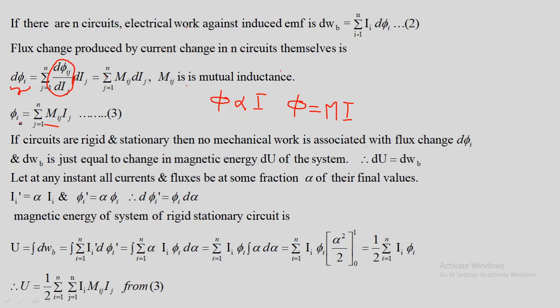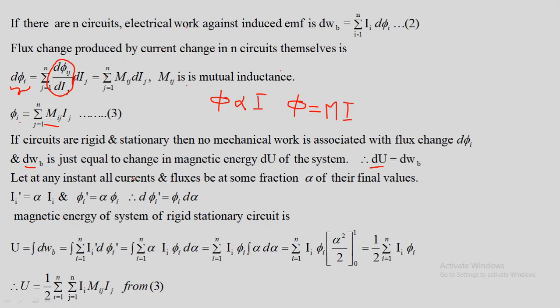So the work done by the battery, dWb, is just equal to the change in magnetic energy of the system. Because no mechanical work is done, we write dWb equal to dU, where dU is the magnetic energy of the system. So this magnetic energy of the system is obtained from the work done by the battery to increase the current.